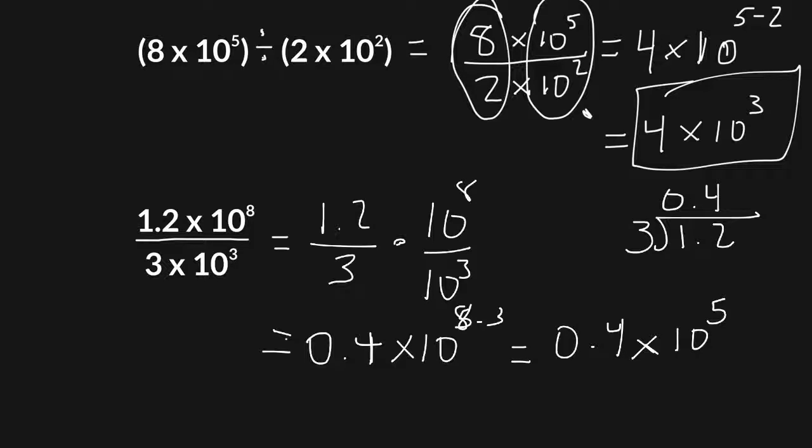But there's a problem with this one. Notice that the number in front, that first factor, is less than 1. I'm going to have to move the decimal over 1, which makes this 1 larger, which means the exponent needs to become 1 smaller. So I end up with 4 times 10 to the 4th power, and that would be my final answer there.